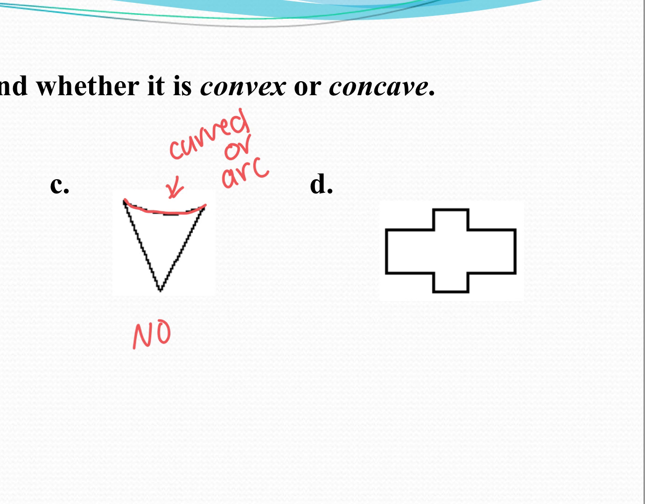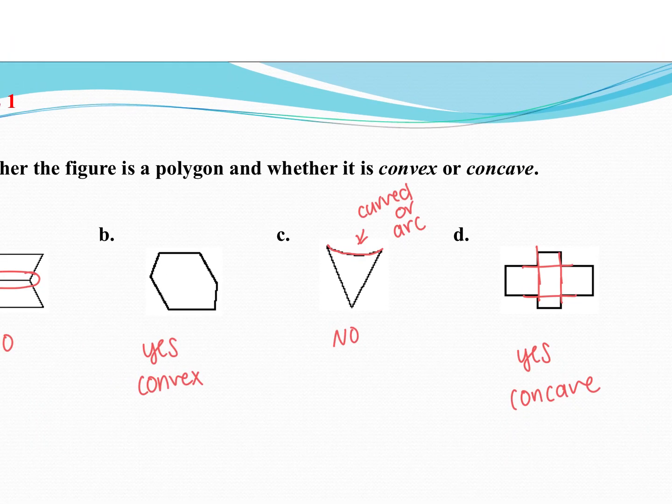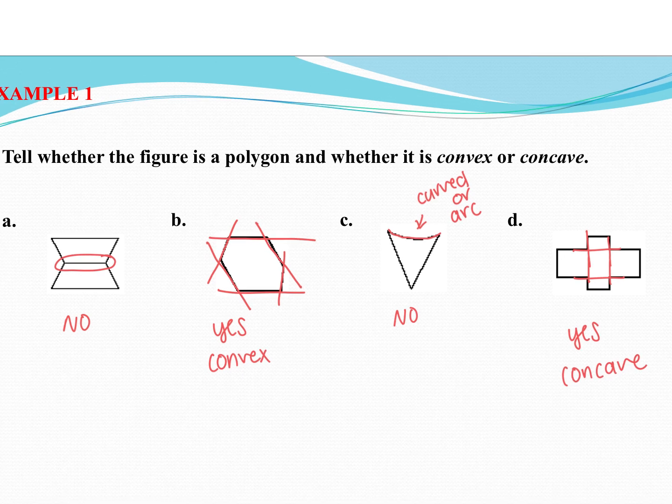And then looking at D, is this a polygon? Yes. Is it concave or convex? Concave. Good. Ooh, concave. Again, if you want to draw those little caving in, you can see that it's going inside the shape. But if I'm looking at B, it's staying on the exterior. Questions on A, B, C, and D?